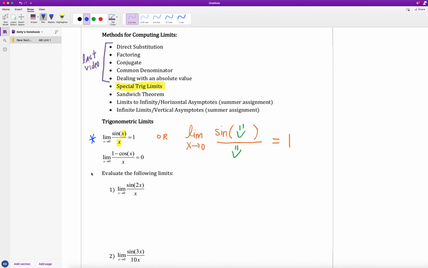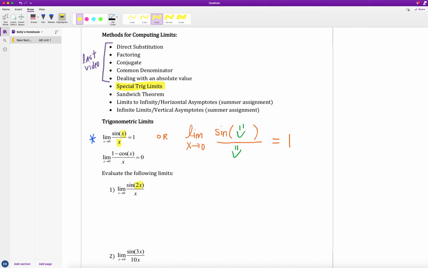It says evaluate the following limits. It says the limit as x approaches 0 of sine of 2x all over x. So right now I have something that looks similar to what I'm given. I have a 2x, but I have just an x in the denominator. My goal is that whatever is inside my sine function, I want to be dividing by that as well.